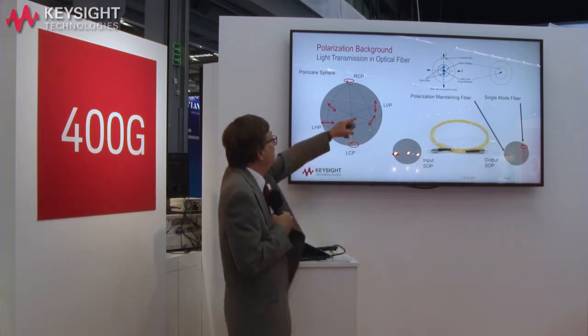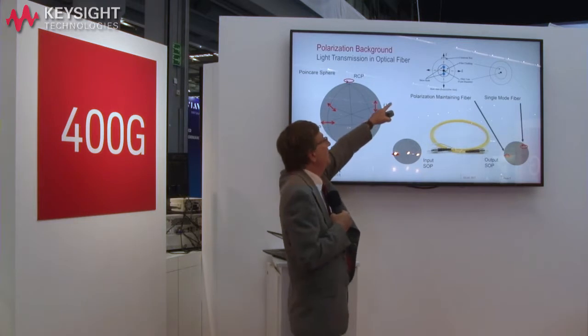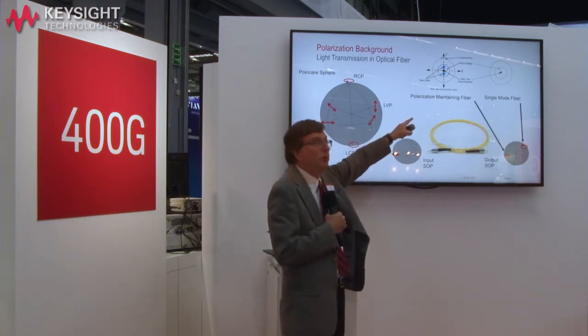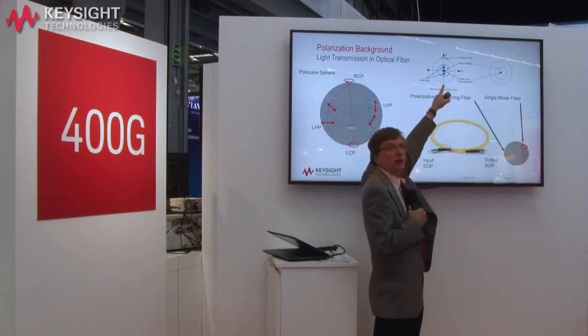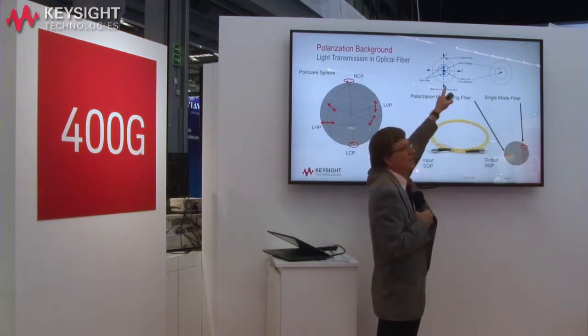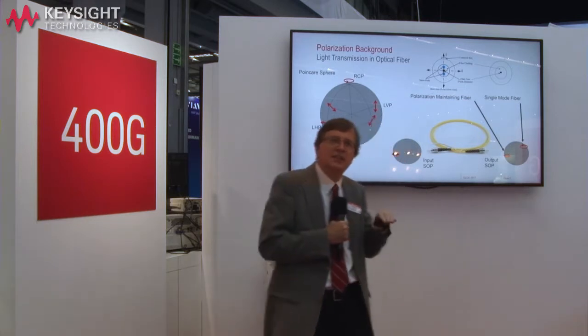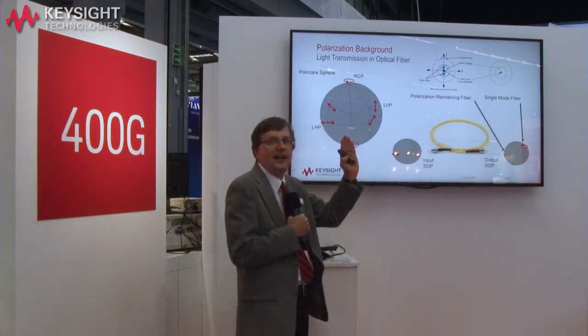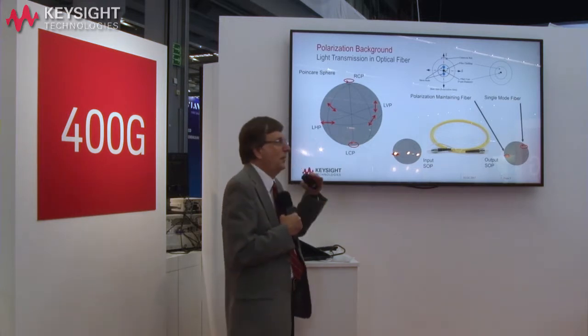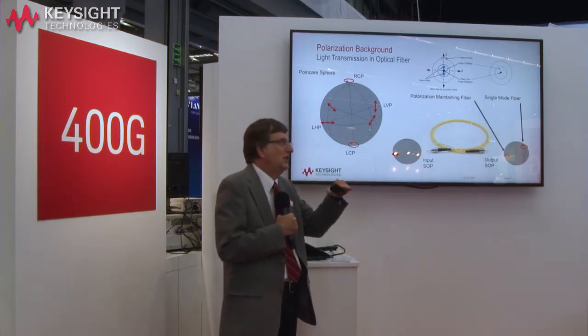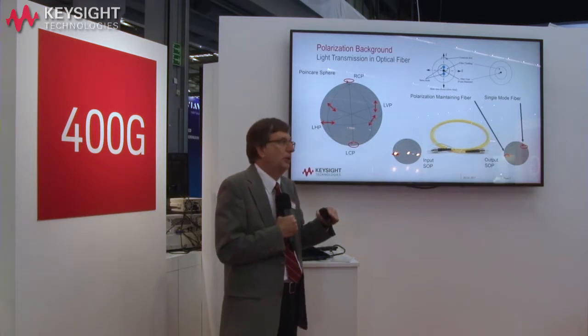One way we can do that is using polarization maintaining fiber. That's a special fiber with stress elements built into the fiber around the core of the fiber, and that gives a different index of refraction to the fast axis versus the slow axis. And in that way, it's possible to send a certain defined state of polarization through the fiber, and we'll always get that out at the other side.